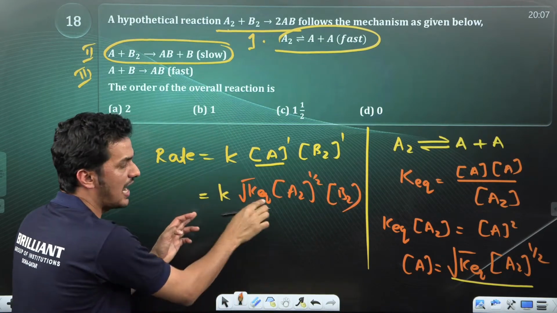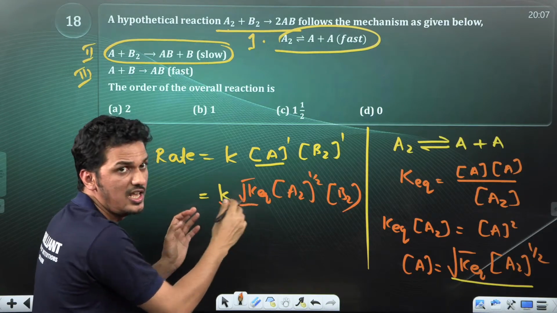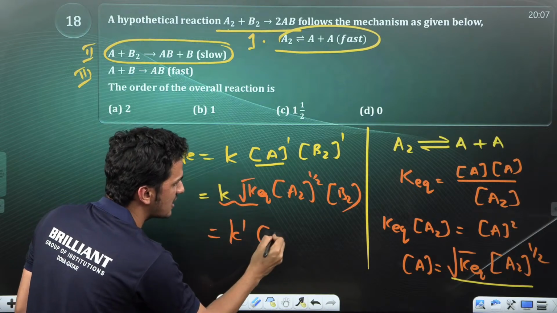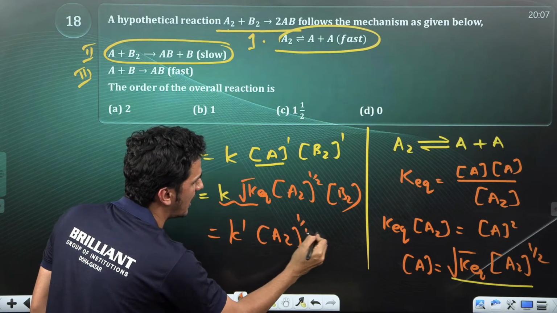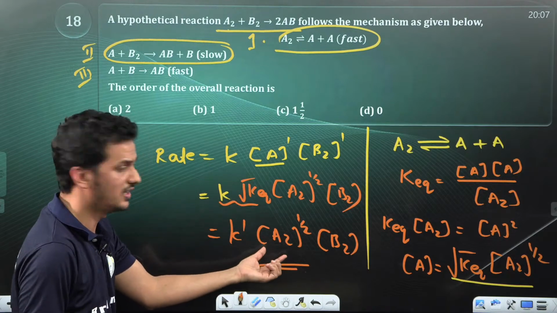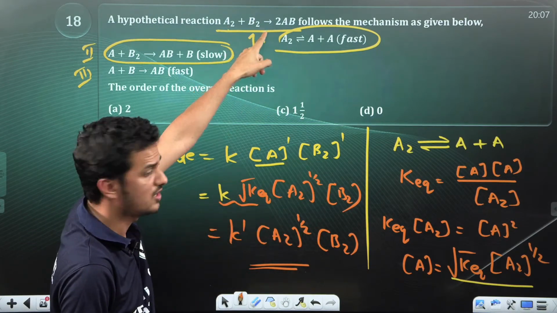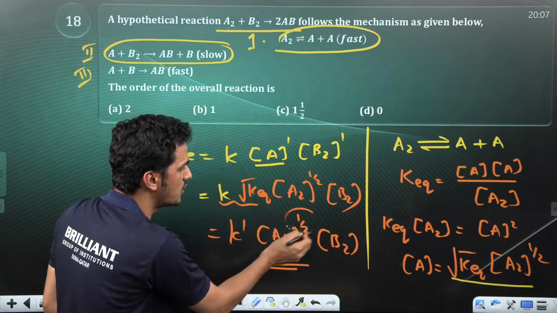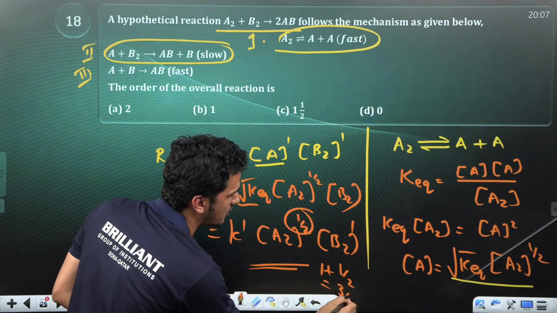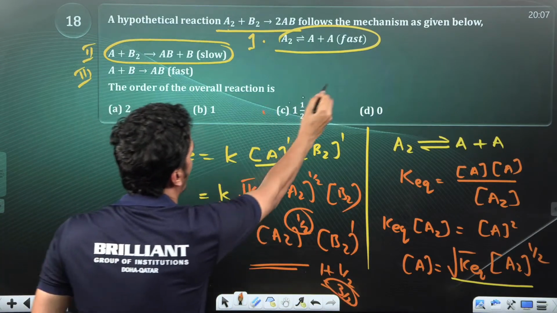Now you check it. K into root of K_eq, both are constants. Constant into constant is a constant. I am taking K dash. K dash into A2 raised to 1 by 2 into B2. Now you check it. This A2 is there in your main reaction, B2 is there in your main reaction. So what's the order? Here 1 by 2, here 1, total order is 1 plus 1 by 2. So that is 3 by 2. 3 by 2 means 1.5.